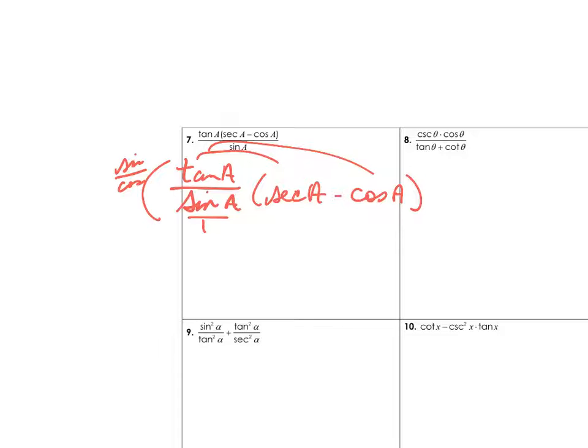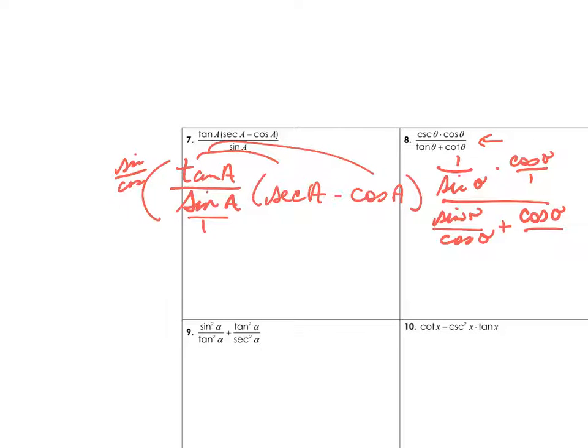On the next one, I would probably change everything in terms of sine and cosine and go from there. So to get started, you would do 1 over sine of theta times cosine of theta over 1, and then I would change this one to sine over cosine. And probably need to get a common denominator after that. And I'd just go from there and simplify. You need to simplify this to a single fraction, and then this to a single fraction, and then you can flip and multiply.